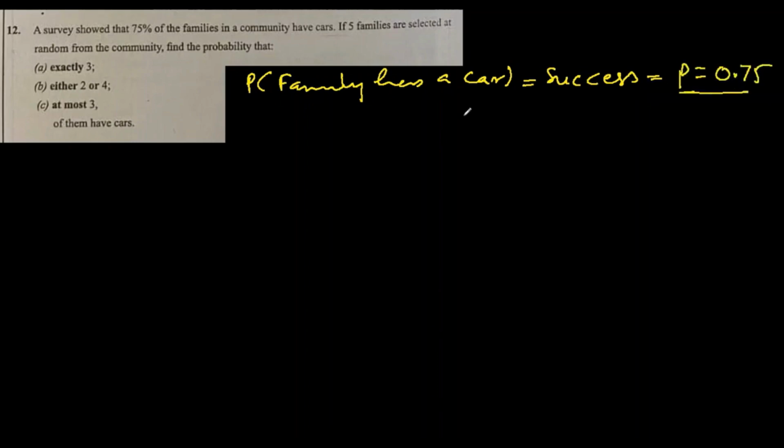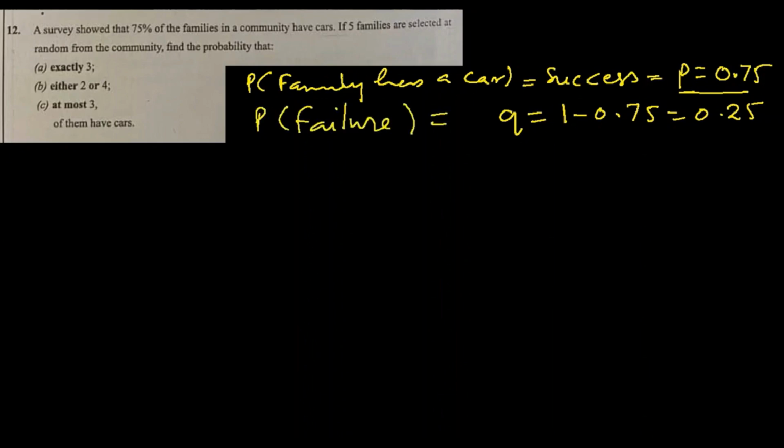That means the probability of failure, which is q, in this case will be 1 minus 0.75, which is 0.25. So that is the probability of failure, failure to get a family with a car. Now, the number of selections is 5, which is definite, and the probability of 0.75 is constant, and they are all independent choices, selections. So, yeah, all 4 conditions for binomial distribution are met.